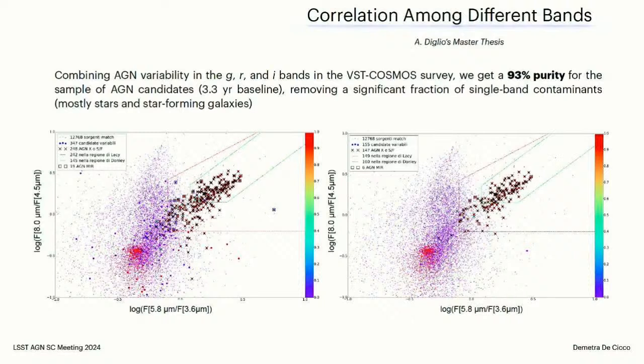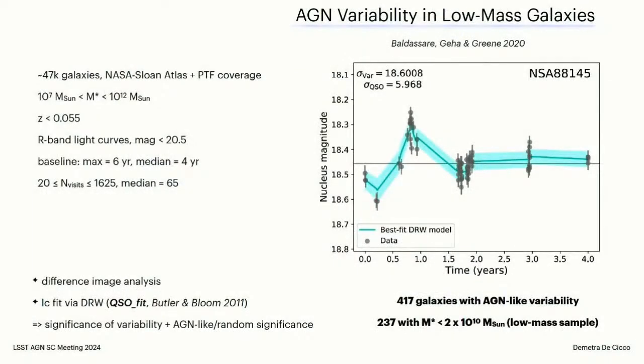So this is an example that clearly shows how purer a sample can be when you combine variability in different bands. And with the LSST, we will have 6 bands. So imagine what we can do with this simple analysis. Okay? Of course, we don't always have different colors, but there are other ways to use it. You've seen that.